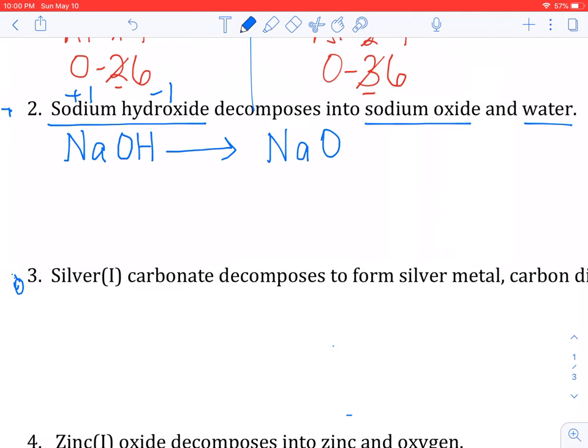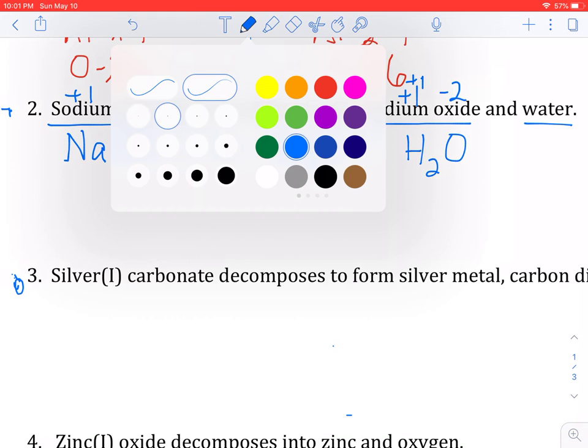So NaO, but to write the formula, I need to look at the charges of those. Sodium is a +1 charge again. Oxygen, being in group 16, is a -2 charge. So oxygen and sodium, just with one of each of them, does not make a compound with 0 charge. I need an extra sodium to make that work. So I'm going to need Na2O, because +1 +1 -2 would add up to 0. And then the third thing that I have, of course, is water, which is just H2O.